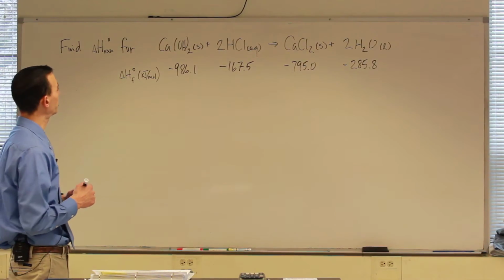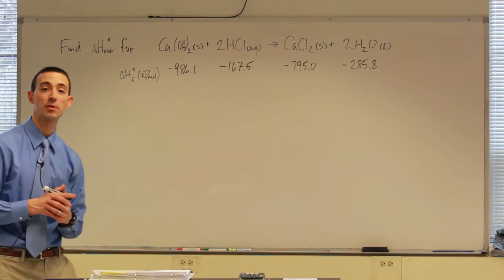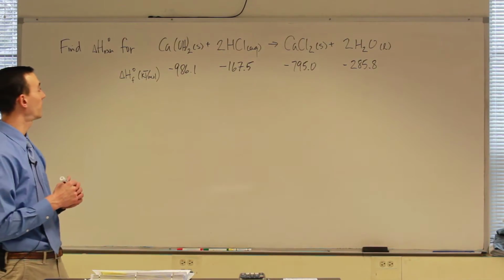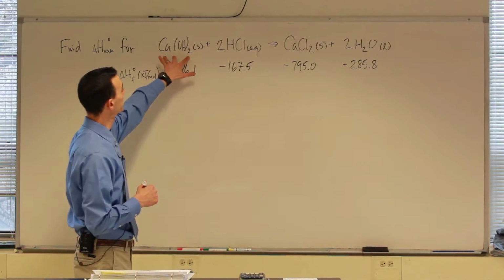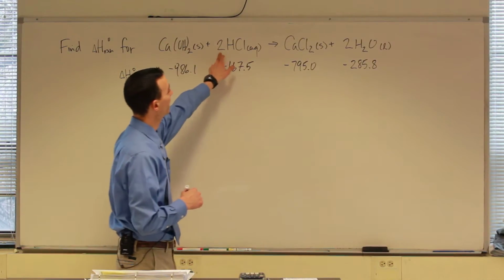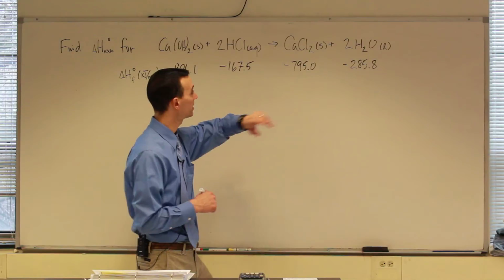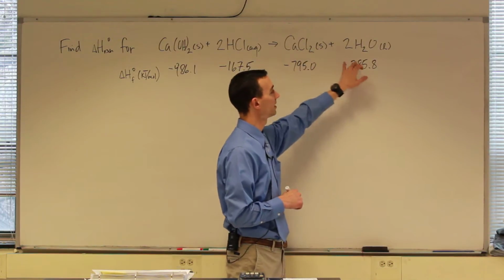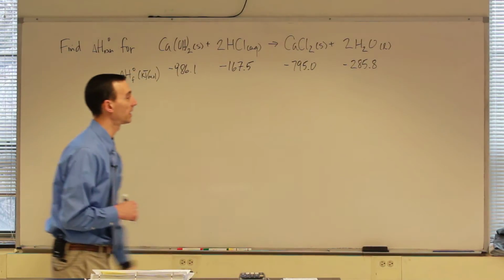So let's find the enthalpy change for this reaction now, and it has a couple of coefficients in it, and so that's why I wanted to work with this. We're taking solid calcium hydroxide, reacting it with aqueous hydrochloric acid to produce calcium chloride in the solid phase and water in the liquid phase.